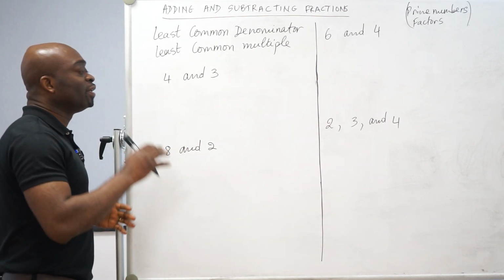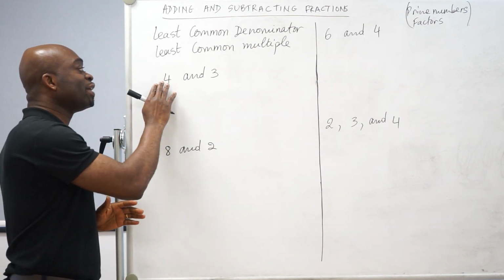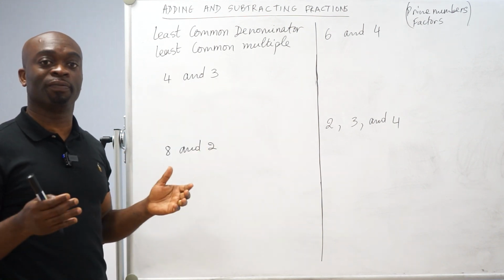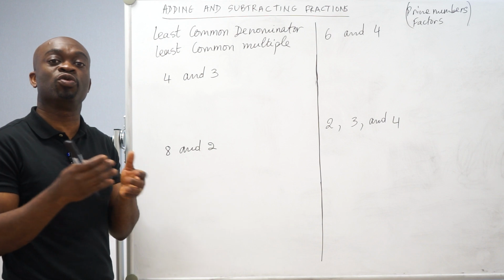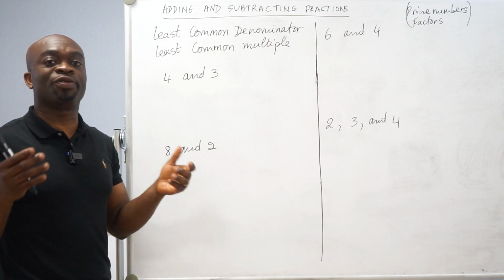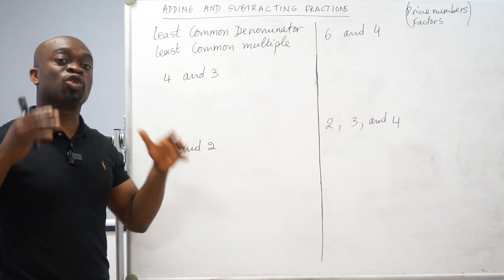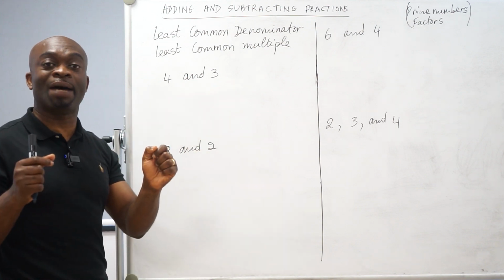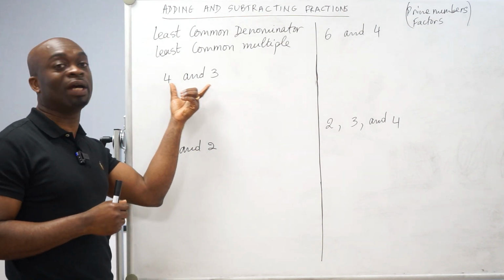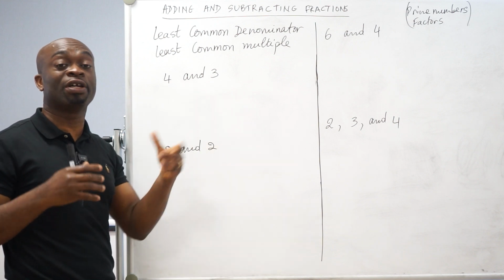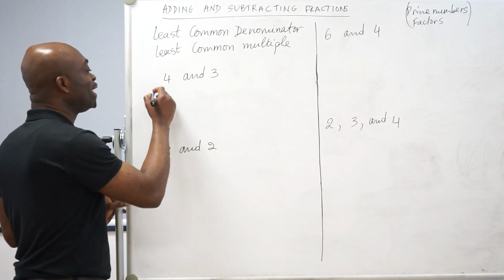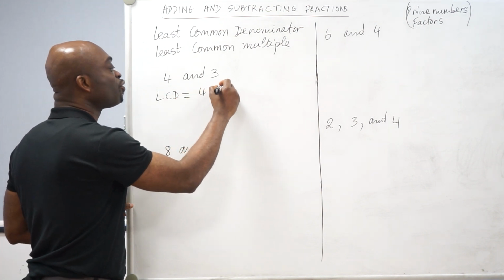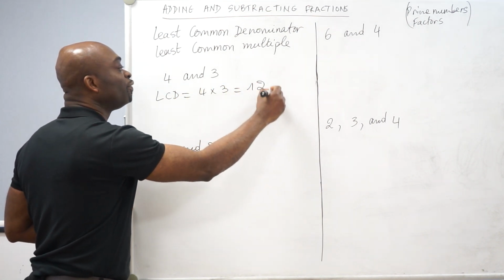In this case, one thing that you want to do is check whether 4 and 3 have anything in common as factors. No. Because 4 can be broken down as 2 times 2, so 2 and 3 have nothing in common. So automatically, if you take 4 and 3 and you're trying to find the lowest common denominator, you can multiply 4 by 3. That will give you 12, okay? So the LCD, in this case, will be 4 times 3, which is going to give you 12.